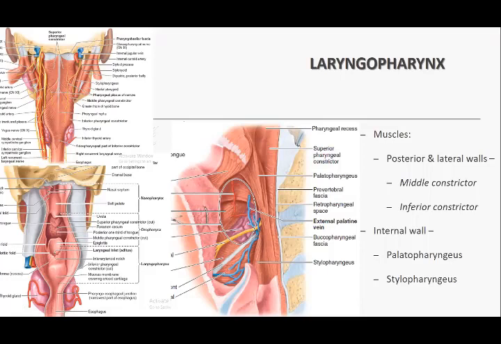Okay. But on the inside, when we talk about the laryngopharynx, there are the inferior muscles, stylopharyngeus and palatopharyngeus. These two muscles are on the inside, and on the outside you have the middle and inferior constrictor muscles. Palatopharyngeus, stylopharyngeus are the internal muscles, and the external muscles are the circular muscles or constrictor muscles, that is, the middle constrictor and inferior constrictor muscle.